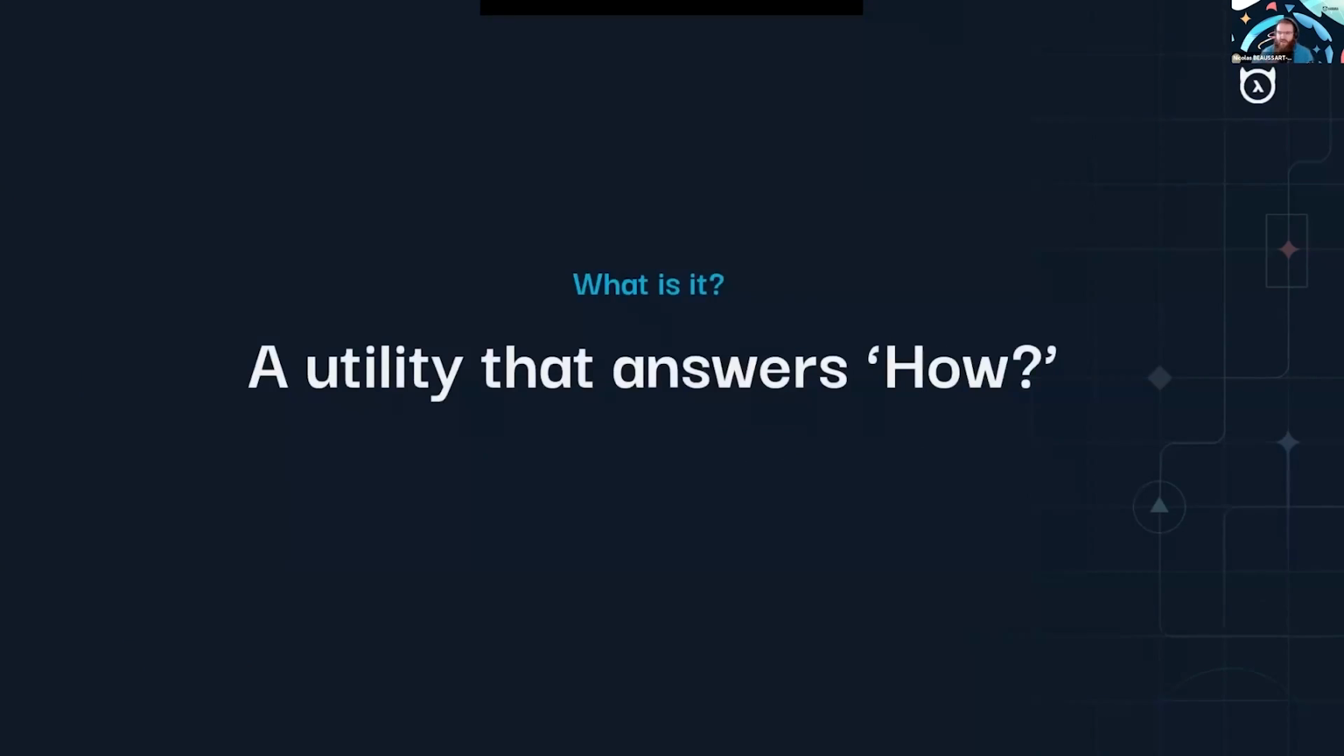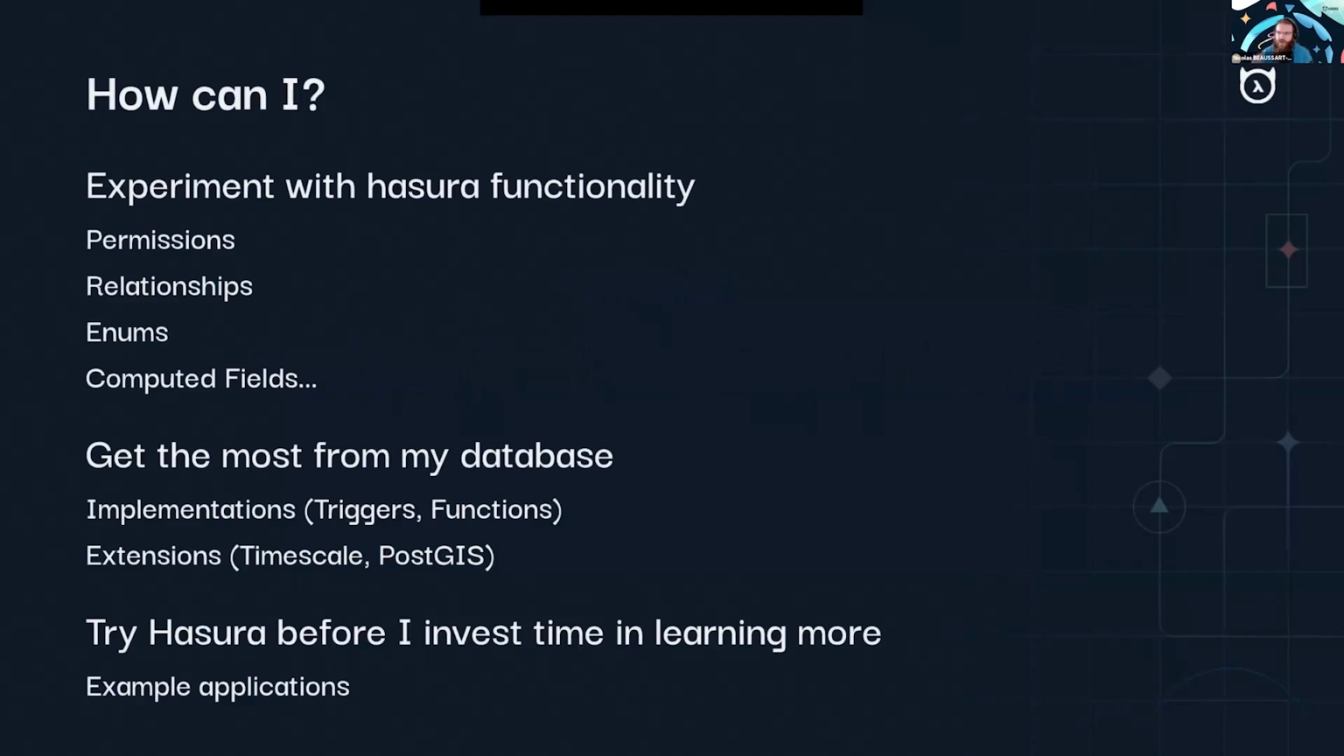So what is it? It's a utility that answers: how can I experiment with Hasura? How can I experiment with permissions, relationships, enums, computed fields, and any other new feature we can have? How can I get the most out of my database and have examples for triggers, functions, extensions, and this kind of stuff, without having to go through the whole documentation, and just try a thing?